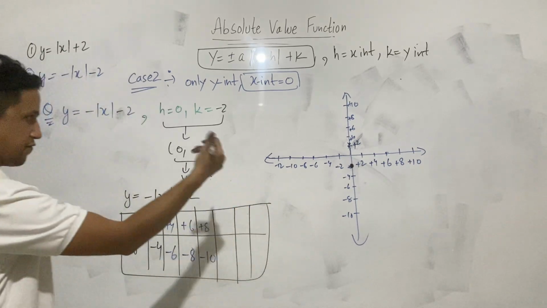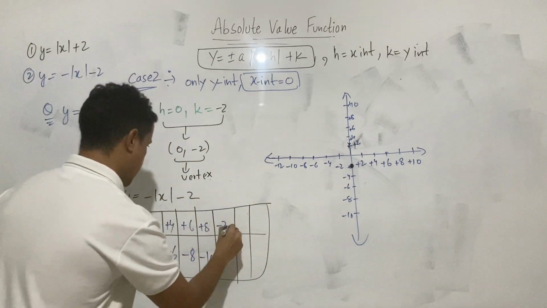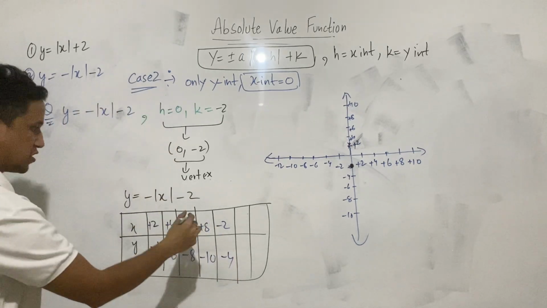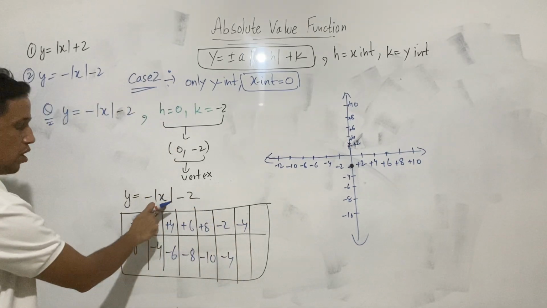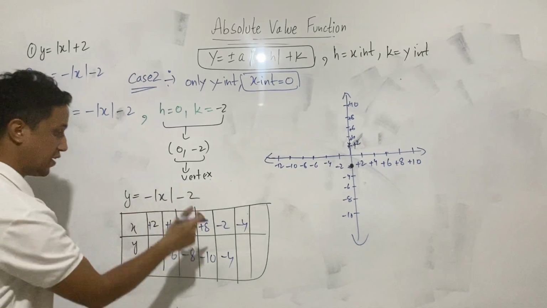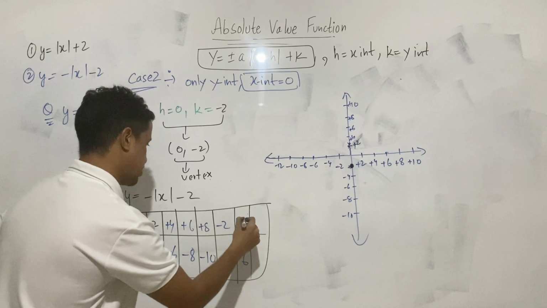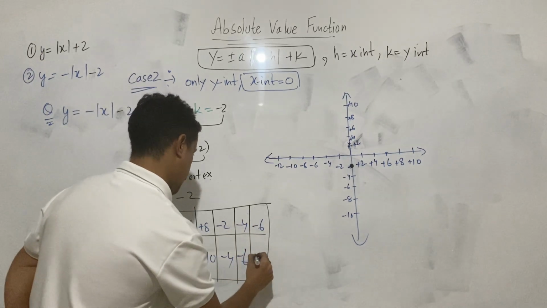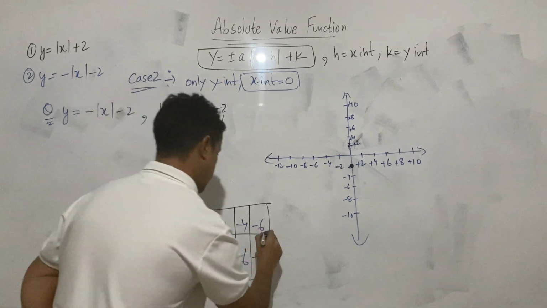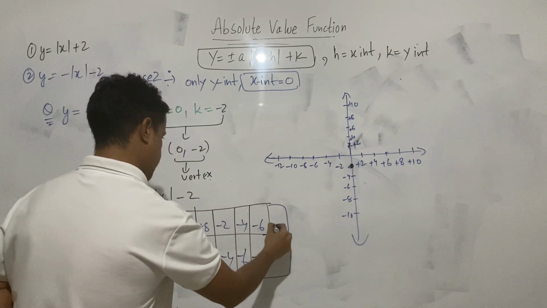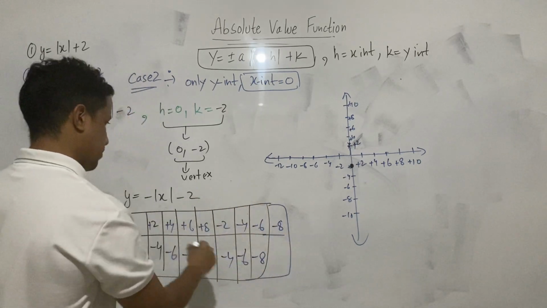Okay, let's do it for negative. Minus 2, again minus 4. Minus 4, again the value is 4, but with this minus, minus 6. Then here same, minus 6, minus 8, and one more we can take, minus 8, minus 10.